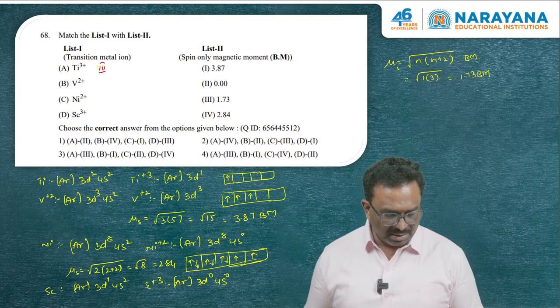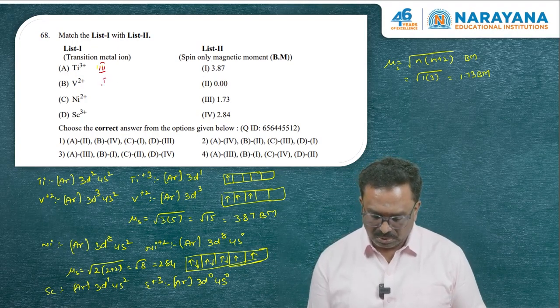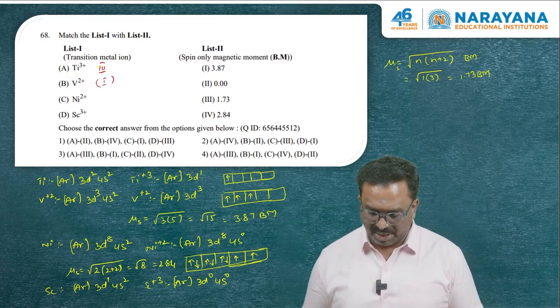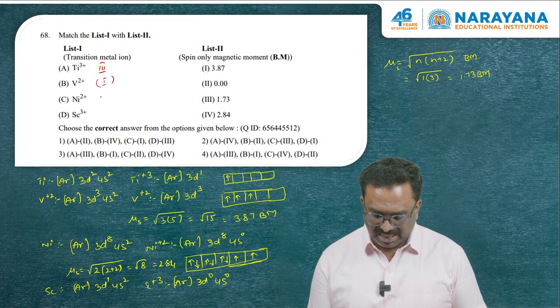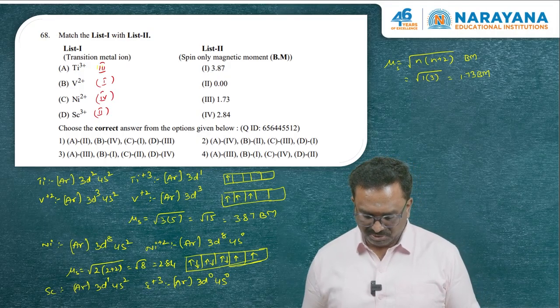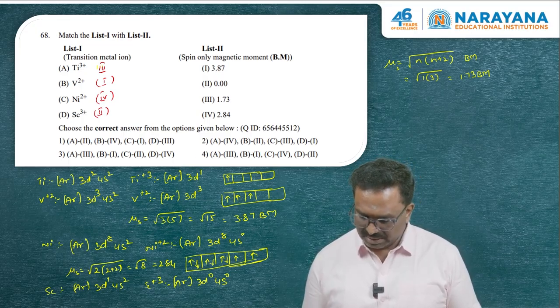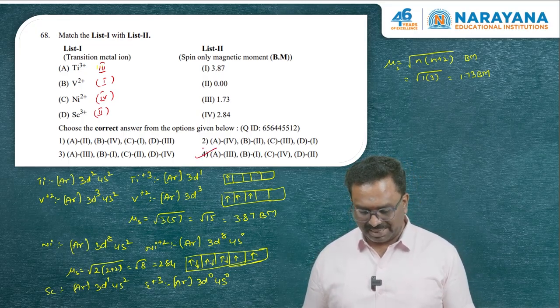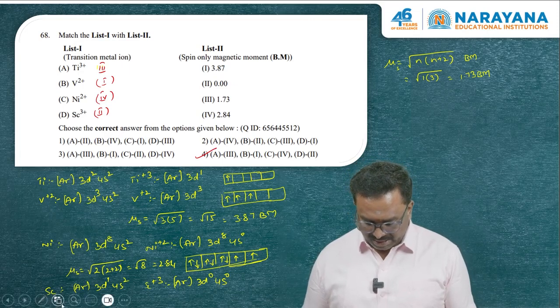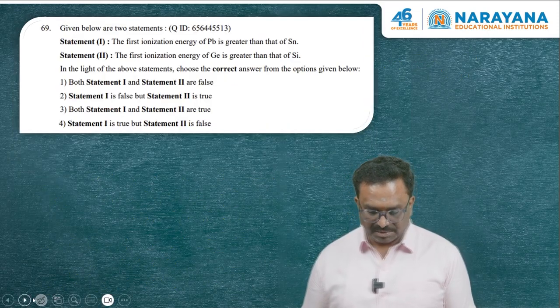And vanadium is related to this 3.87. Nickel is and scandium is 2. So 3, 1, 4, 2. This is observed in the case of the fourth option, we can see. Now let us proceed to the next question, 69.